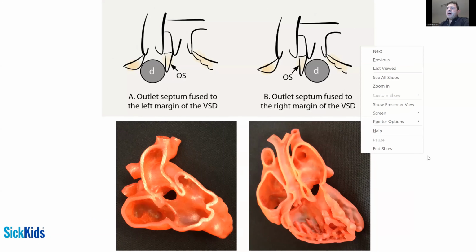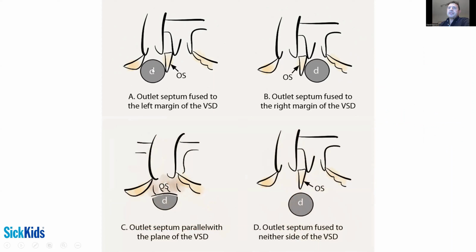But again, just reminding you that in thinking about all of these things, we just want to think about what's the relationship of the VSD to the infundibular septum or the outflow septum. So again, here where it's clearly a subaortic defect, it's effectively fused to the outlet septum there. Here it can be subpulmonary, where the outlet septum is really fused to the right-hand margin of the VSD.